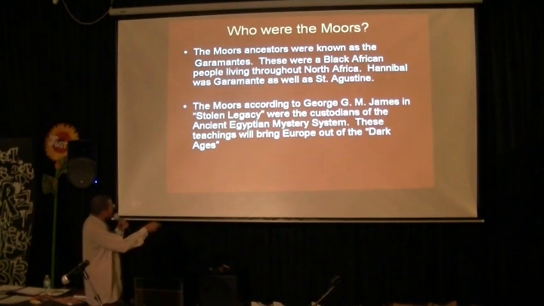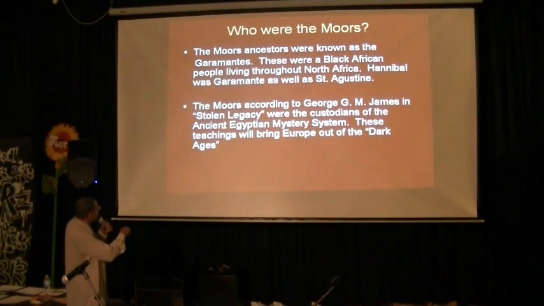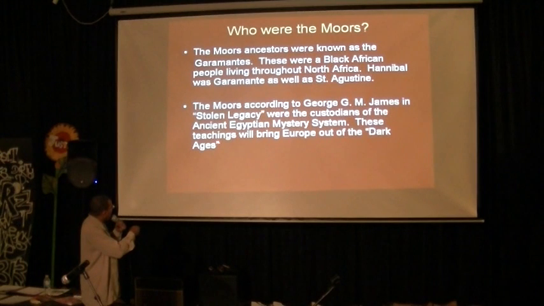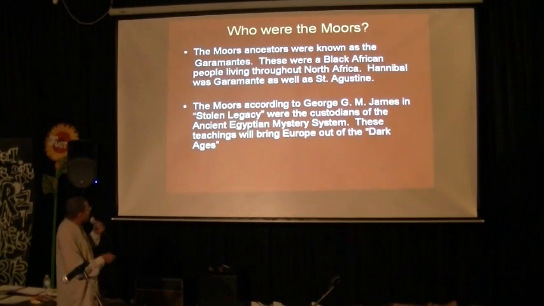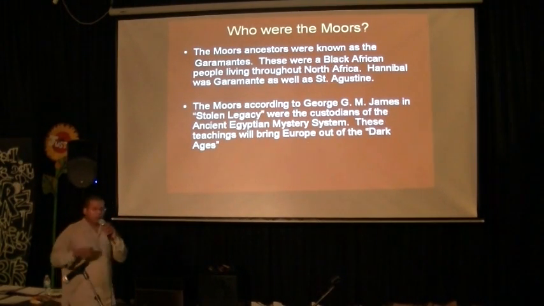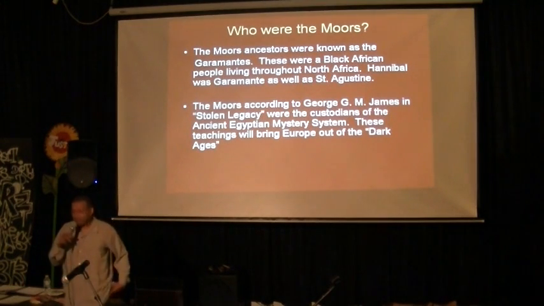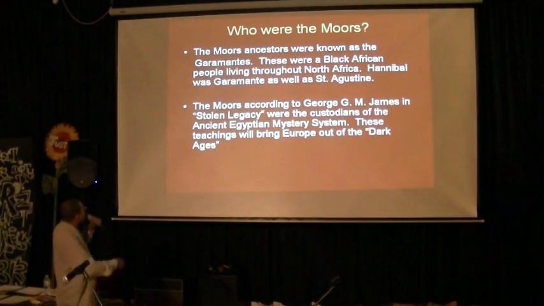The Moors, according to George G.M. James in Stolen Legacy, were the custodians of the ancient Egyptian mystery system. These teachers would bring Europe out of the Dark Ages. How many people are familiar with Stolen Legacy by George G.M. James? Okay. He talks about the Moors some in there as well.